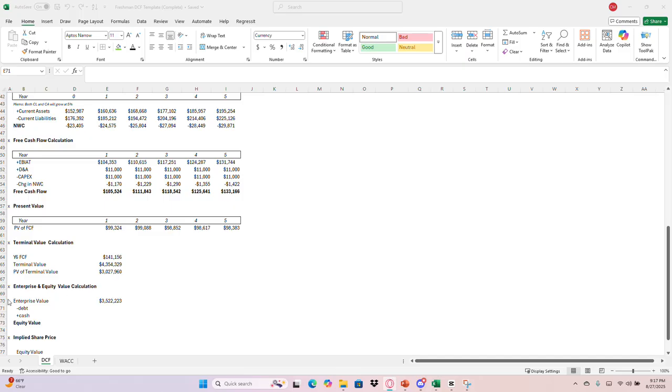Now, we don't want enterprise value because we're equity investors. We don't really care about the debt of the company. We're not buying the entire company, so we don't have to worry about the enterprise value. So what we're going to do is subtract net debt, which is debt minus cash.